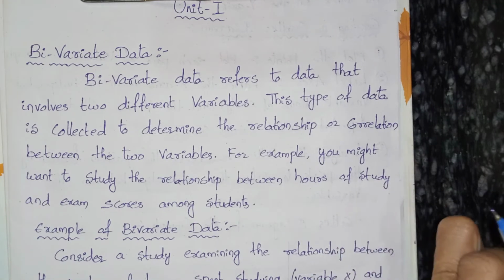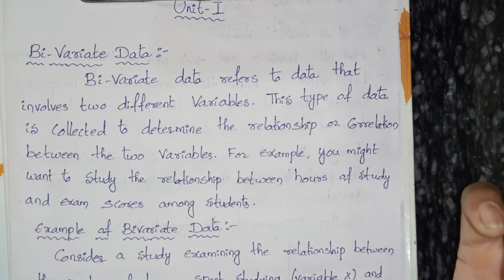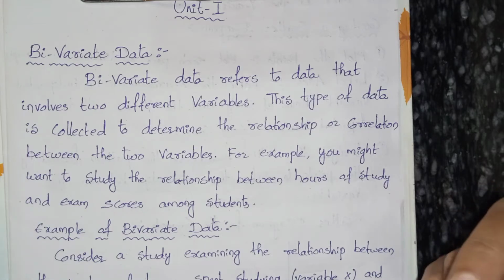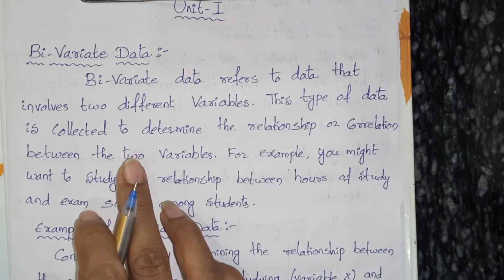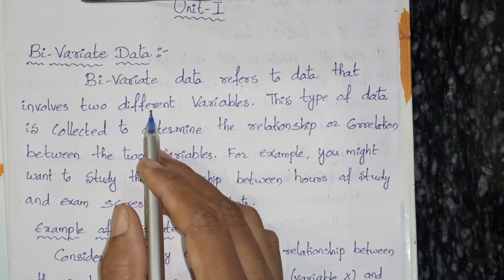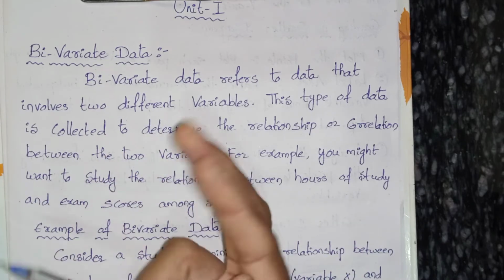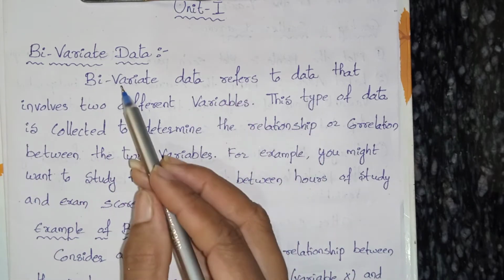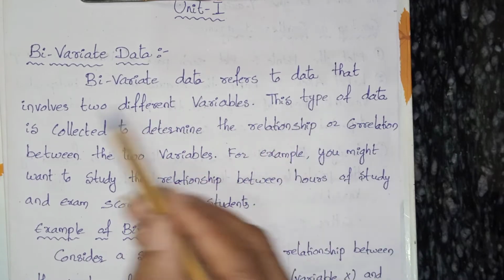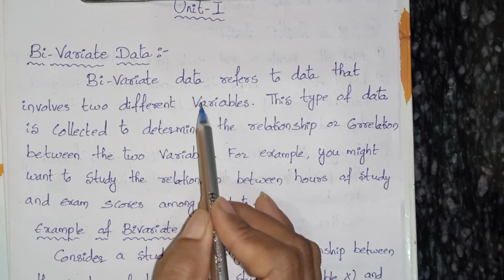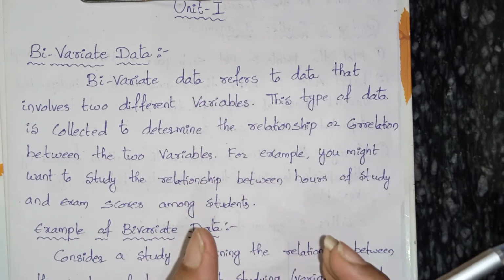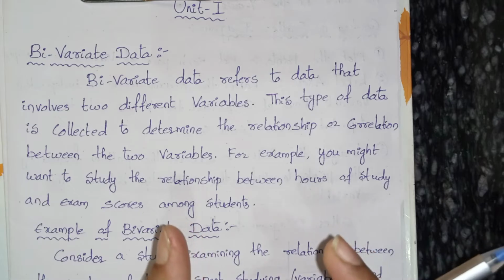So today I'm going to teach you about bivariate data. This is related to semester 3 statistics students. Bivariate data: bi means two, so two variables. Bivariate data refers to data that involves two different variables. Remember that bi means two. So whenever we are dealing with two variables, it comes under bivariate.